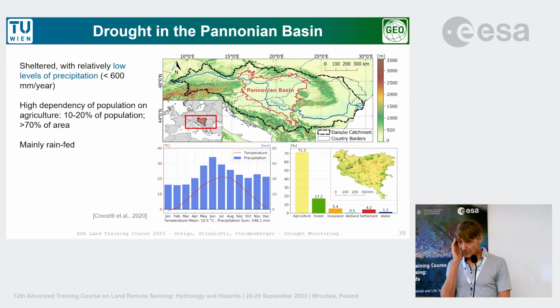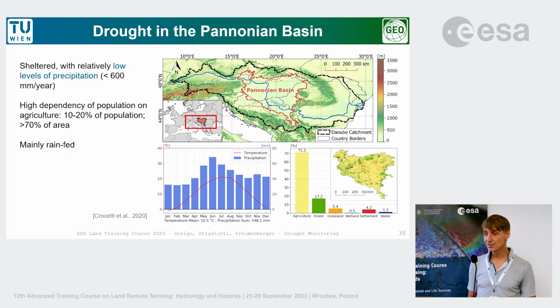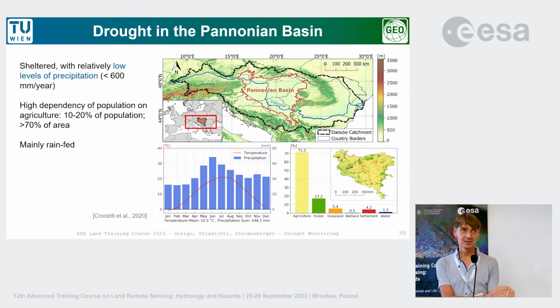I would like to conclude with an example from close to home. This is the Pannonian Basin. You probably all know it. It's centered around Hungary, but covering multiple countries. And there's one study we did in the framework of an ESA project, where we looked at drought and see if we can get a hold on the drought signal in yield and yield anomalies. So just to give an indication, what does the climate look like?